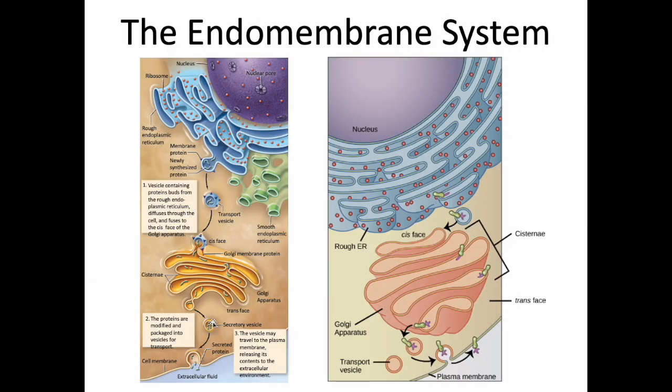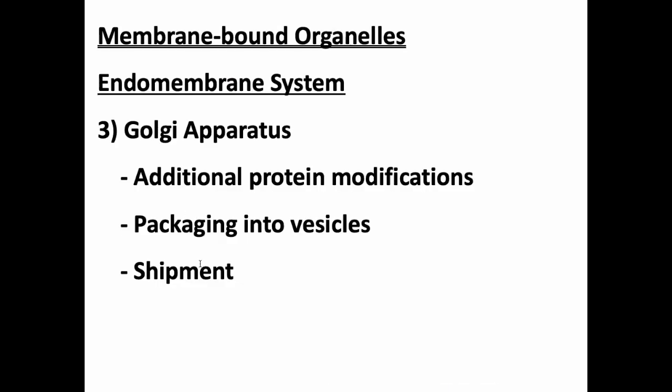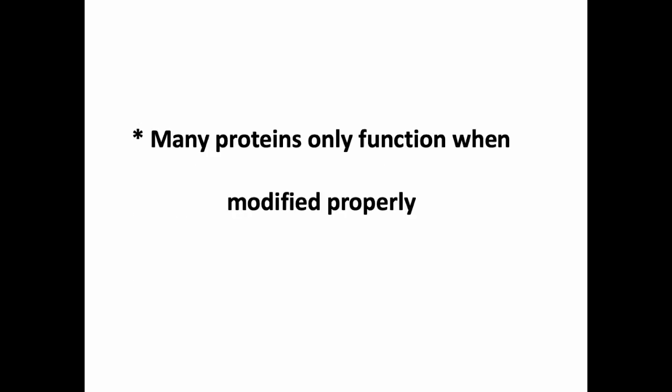So once this gets packaged up, it could go to lots of different places within the cell. It doesn't have to go out. That's just what both of these figures are showing as an example. So packaging, and then just in general, shipment. Important note here, again, this modification seems like a minor thing. There are lots of proteins that will only work properly if they have been modified. So going through this process is very, very, very important.